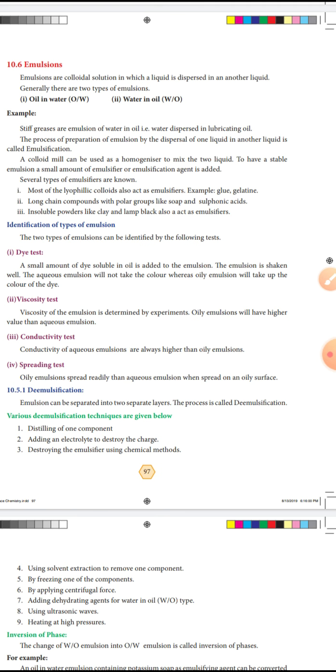Then third, colloids are used in industry. First one, water purification. Purification of drinking water is achieved by coagulation of suspended impurities in water using alums containing Al3+. So water purification by adding alum. The next, in washing, the cleansing action of soap is due to the formation of an emulsion of soap molecules with dirt and grease. We remove the dirt and grease by using soap.